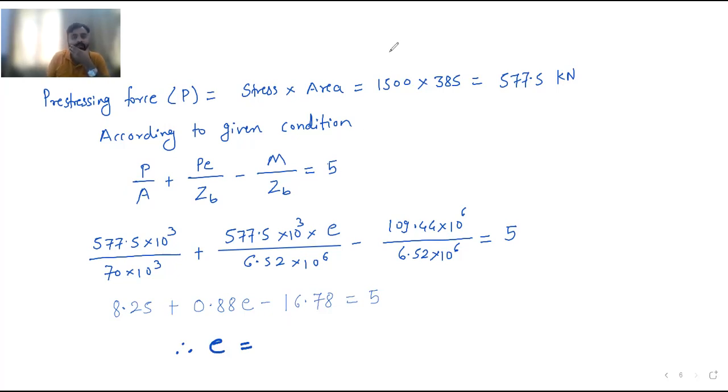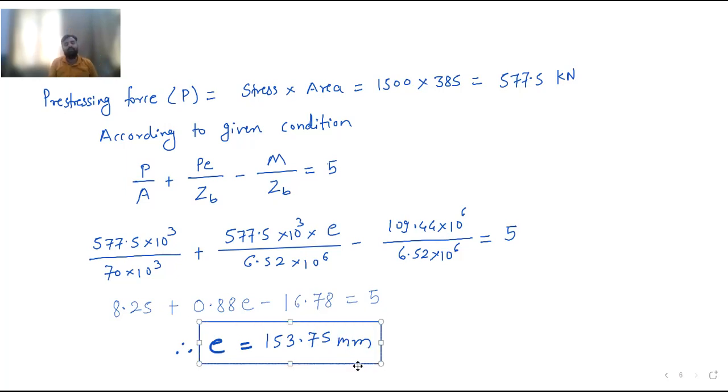What is the answer? 153.75. Okay, so E is equal to 153.75. So this is the eccentricity. Okay, this is the eccentricity. So for this eccentricity now, this is one of the answers. This is the eccentricity which we have calculated.